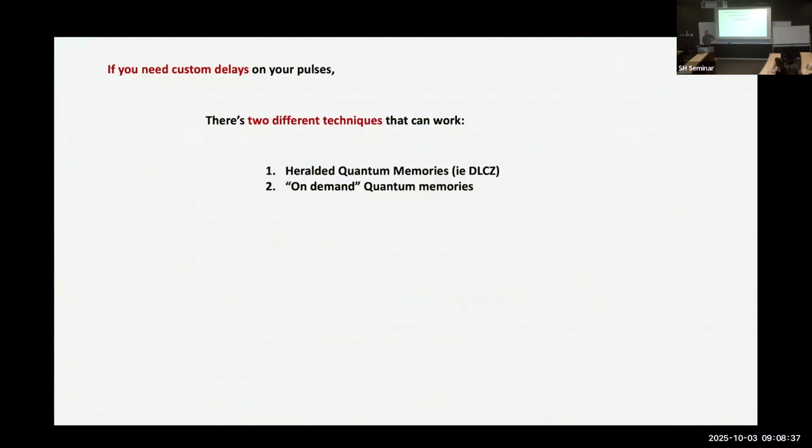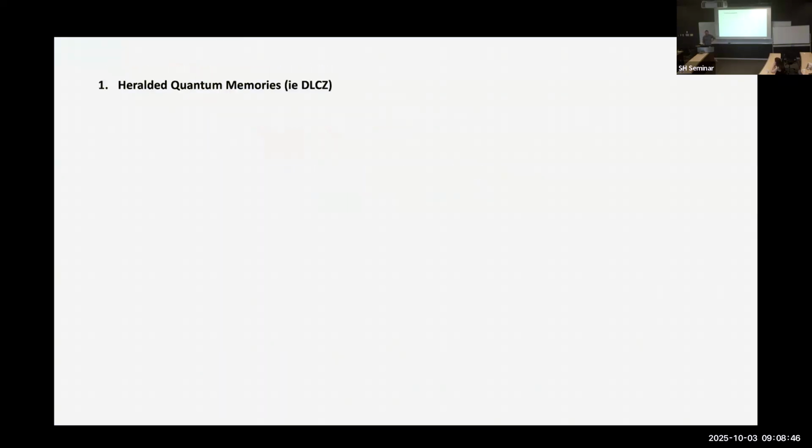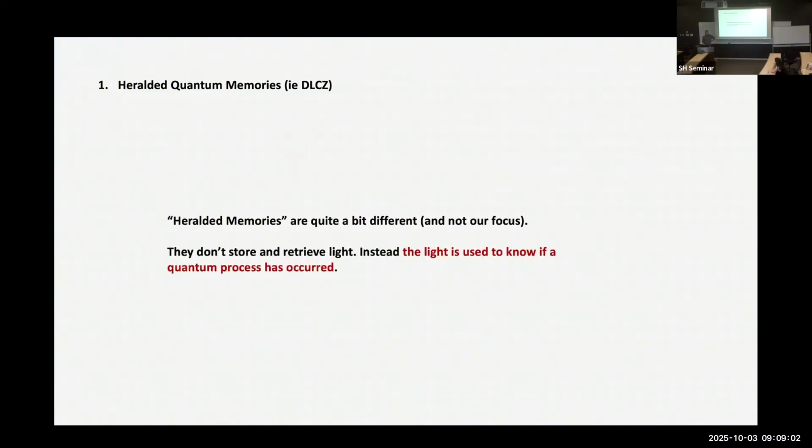One's called heralded quantum memories, or the DLCZ protocol, and the other is what's called on-demand memories. Heralded memories is probably what most people here are familiar with. Nico is also going to be covering this topic in the future, so I'm just going to quickly cover the basics here and give an overview of what a heralded memory is. It's a bit different than some of these other memories. It does not actually store and retrieve light.